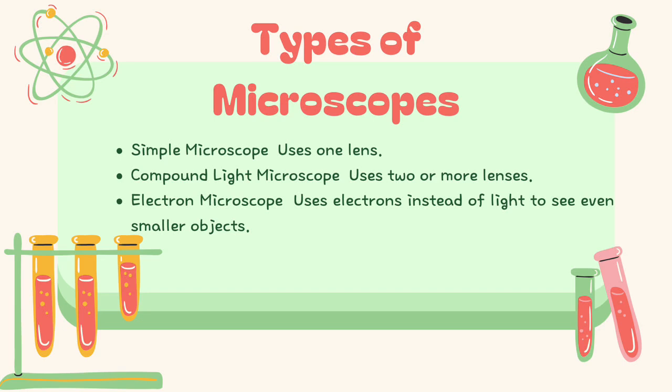Next one is the compound light microscope. It uses two or more lenses to magnify objects more strongly. This microscope is commonly used in classrooms and labs to see cells, tissues, and bacteria. Next one is the electron microscope. It uses electrons instead of light, which allows scientists to see extremely tiny structures, including viruses, cell organelles, and molecules.